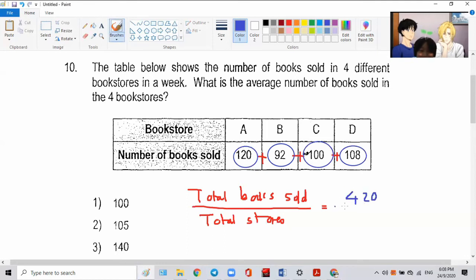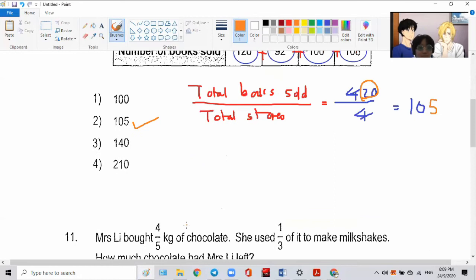Yeah, 420 divided by 4. What's the answer? 1, right? Then 2 cannot divide, so 0. Left with 20. 20 divided by 4 is 5. So the answer here is 105, the average number of books. Do you understand? Okay, moving on.